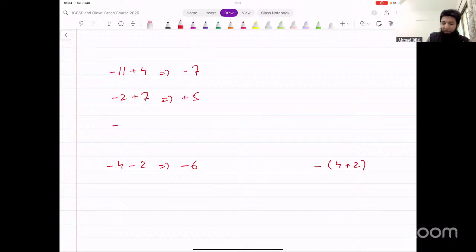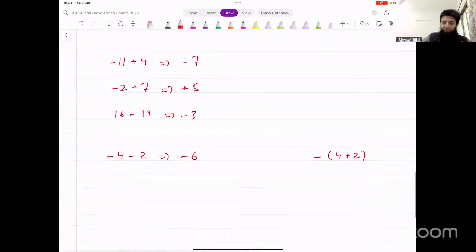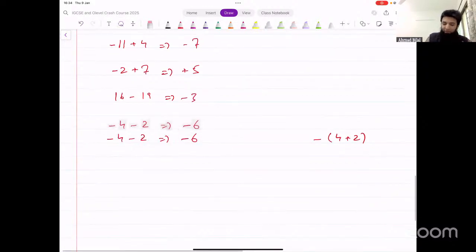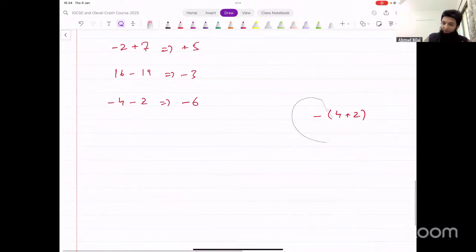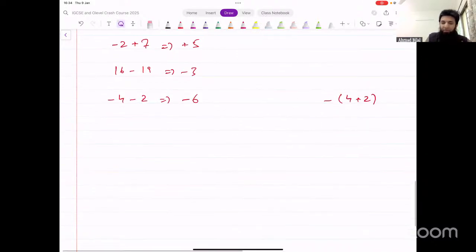If you have 16 minus 19, the bigger number is 19 in this case. The result is going to have a negative sign there, and that's going to be negative 3. If both the numbers are negative, what happens in this case? As I said, we add them up together and put the negative sign there. If both are positive, of course, the result is also going to be positive. So in addition, subtraction, if both numbers are negative, the result is negative. If both numbers are positive, the result is positive.